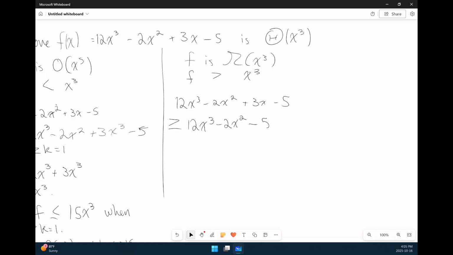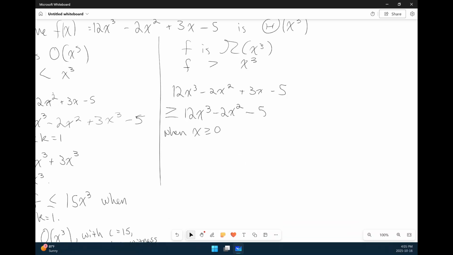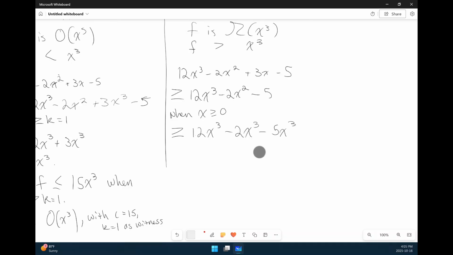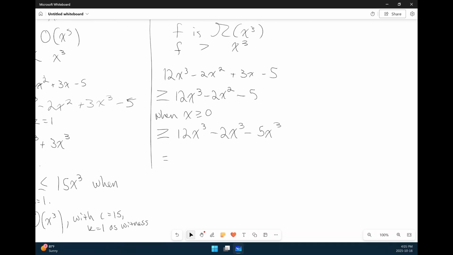I guess this also does assume that x itself is greater than 0, because if x was negative, then 3x could be a negative value. But we are also going to replace the x's with x cubed, so we'll eventually assume x is greater than 1. But it's okay if you forget a step like that, as long as you identify your k. But you can then, similar to before, for any of these negative terms, replace the x with another x cubed: 12x cubed minus 2x cubed minus 5x cubed, which is equal to, what is that? 12 minus 7 is 5x cubed.